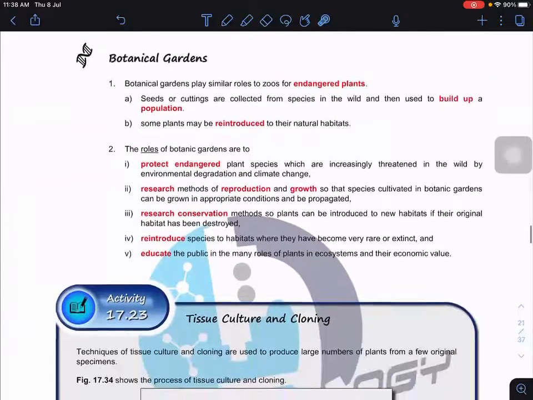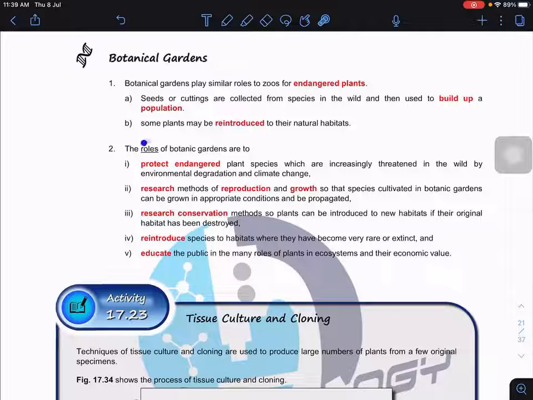So we talked about this just now. We talked about the zoo for the animals. Now we look at the plants. For the endangered plants, we do have the botanical gardens. Okay, so the seeds, we can use the seed or the cutting collected from the species in the wild, and then we build up the population. So some plants we may be able to reintroduce back to the natural habitats.